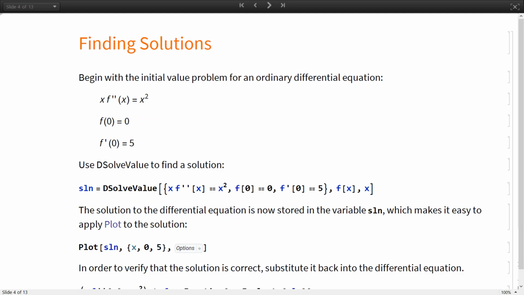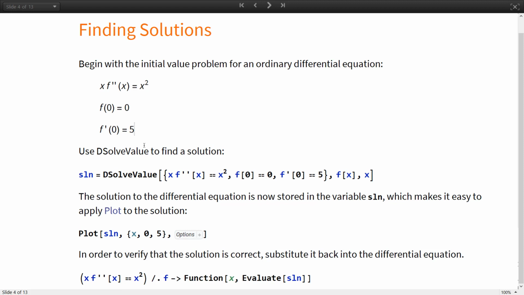We will begin with an initial value problem for an ordinary differential equation. The differential equation is given here, where the second derivative of the solution appears in the equation. The initial conditions are saying that the value of the solution equals 0 at x equals 0, while the first derivative of the solution equals 5 at x equals 0. It is the inclusion of the initial condition that makes this an initial value problem.